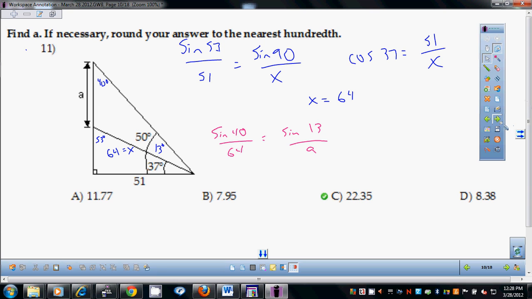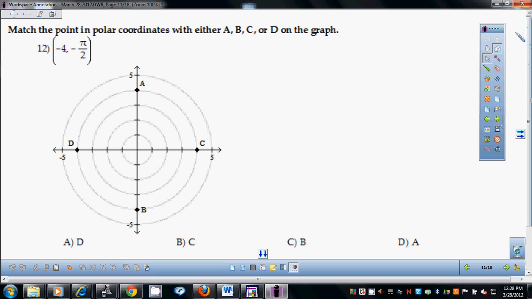Very, very good. Okay. Number 12, polar coordinates. Best way to do this one's the finger test. 4 takes you to C. Pi over 2 is where? Up. Now, negative angle flips you over the x-axis, and then what does the negative radius do? Flips you over the origin, which just so happens to be the exact same flip, and takes you back to point A.